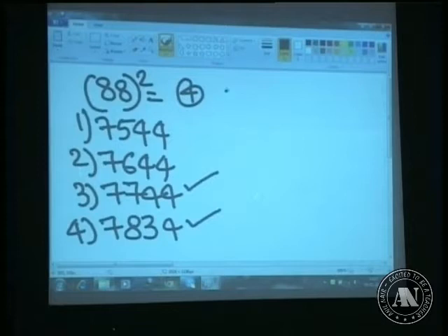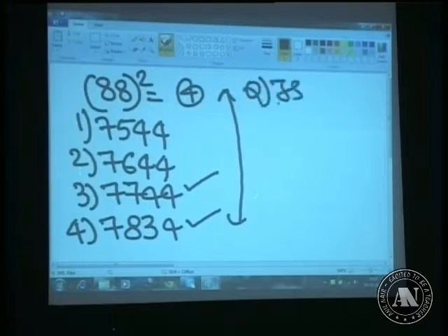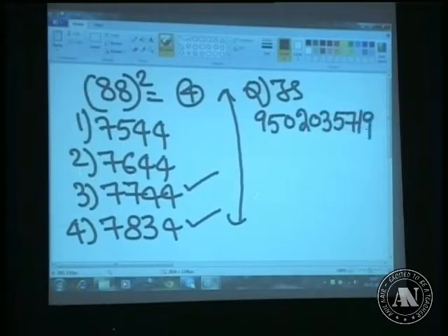Now, before discussing how to eliminate, we discuss one concept. Please write down a question. Is 90205719 a perfect square? Is 950203519 a perfect square? Now, just look here, it's a very interesting problem.